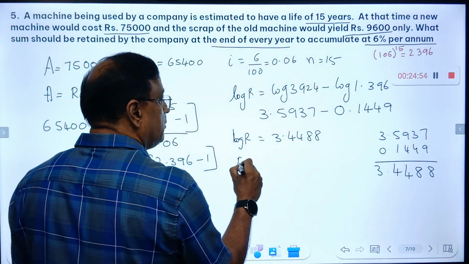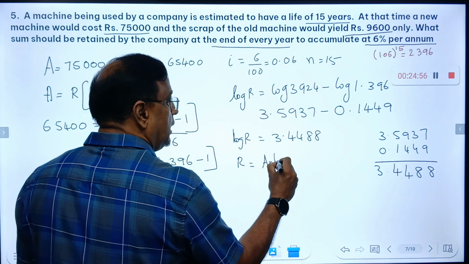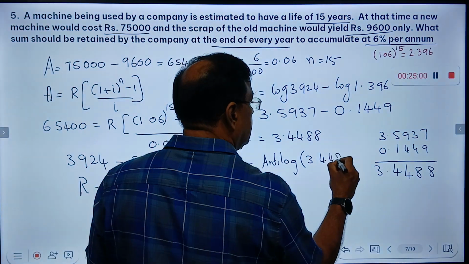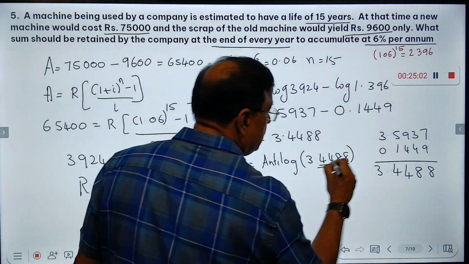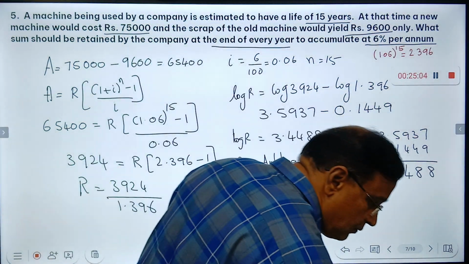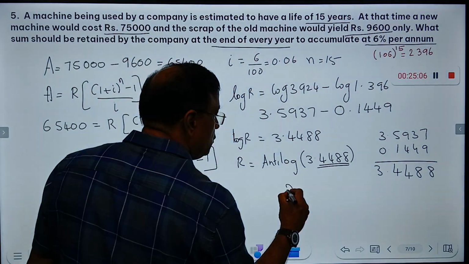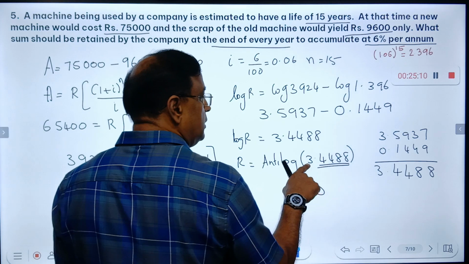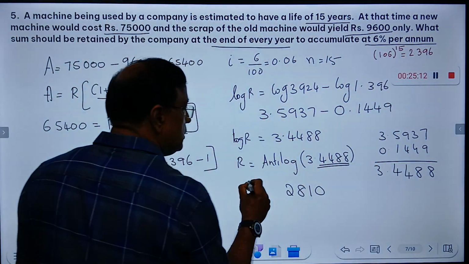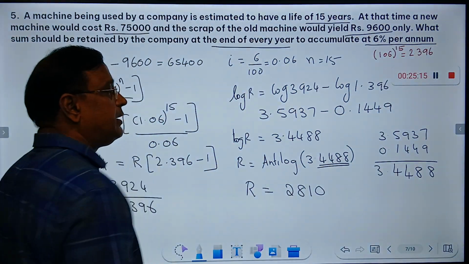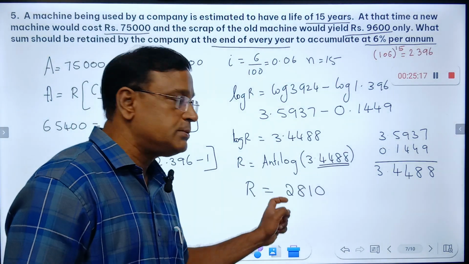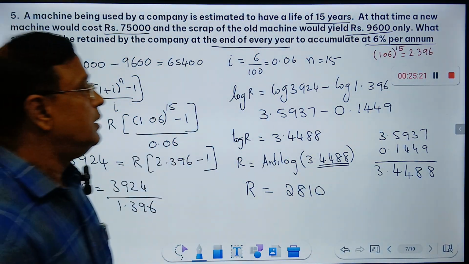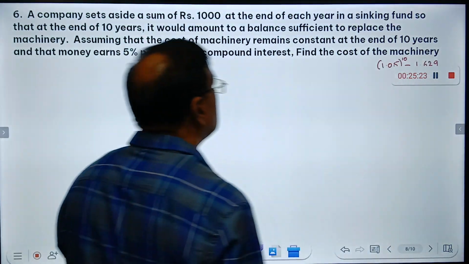So what is R equal to? Antilog of 3.4488. Now look at only 4488. 4488 is 2810. Therefore, R is 2810. Characteristic is 3, so it has to be a 4-digit number. Very simple, isn't it? Now let's go to the next question.